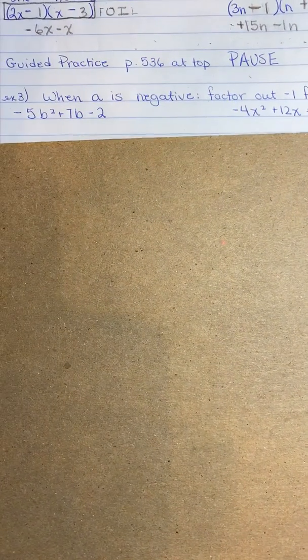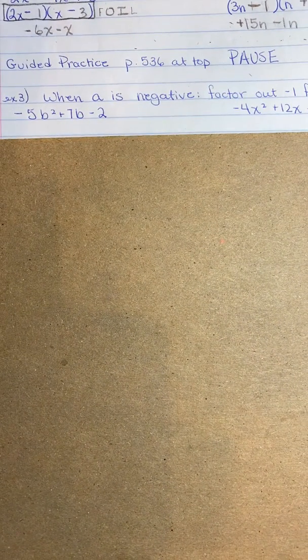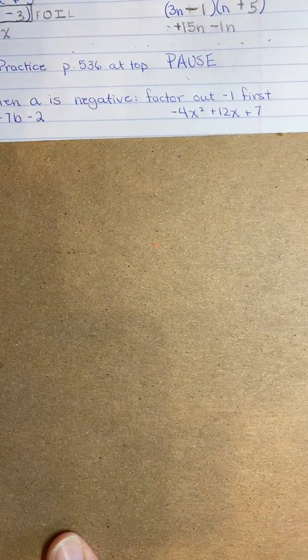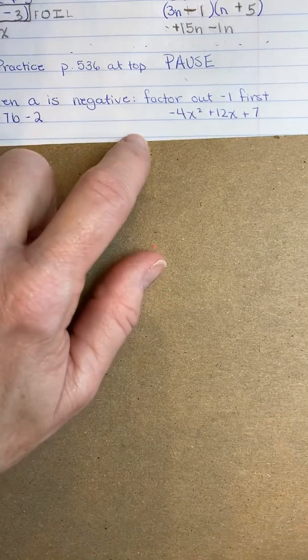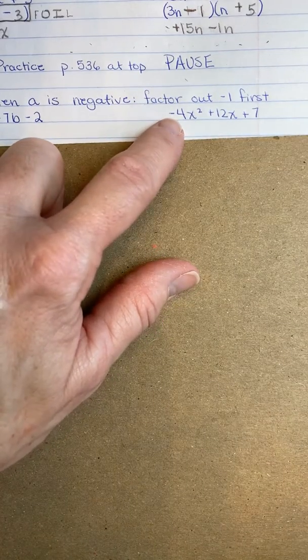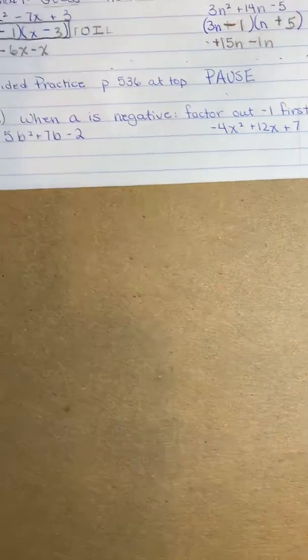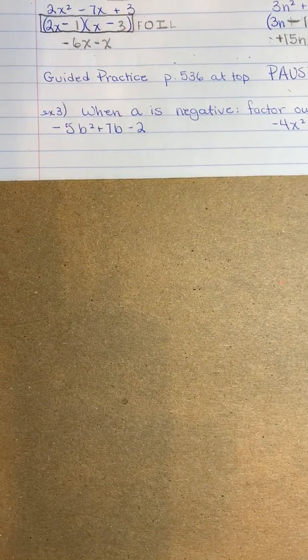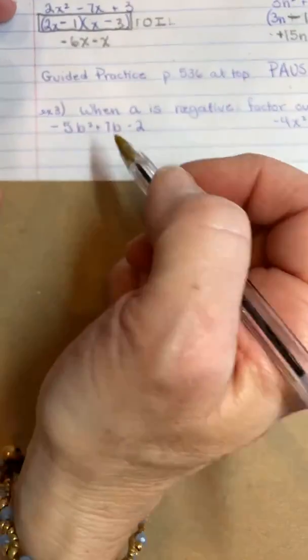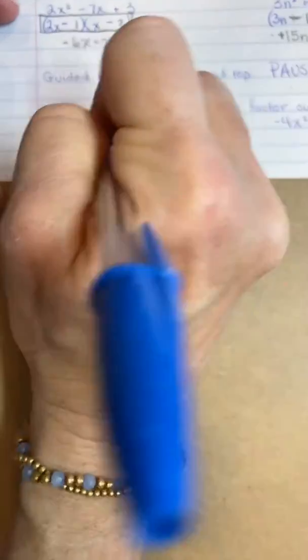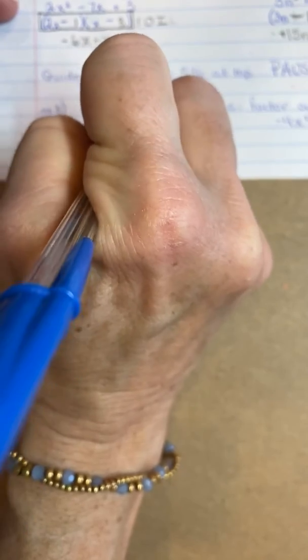Moving on to example 3, we're going to look at some of these problems when a is negative. So our practice is always, if your first term is negative, you want to factor out the negative 1 first. So let's go over here. We have a negative 5 as our a. So let's pull out the negative. That would leave us with 5b squared minus 7b plus 2.